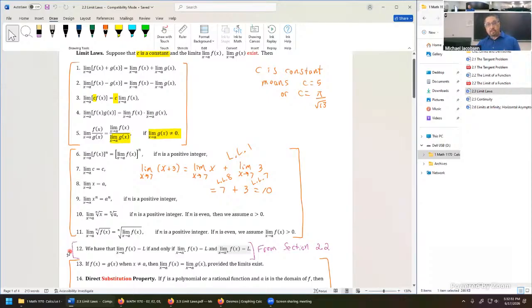We mentioned that part 12 is just inherited over from section 2.2. This gives us conditions on when a limit exists. A limit exists if and only if the left-hand limit and the right-hand limit both exist. And finally, we have a couple more rules, 13 and 14, that we're going to investigate a little bit further as we get deeper into the notes. So we'll come back to those limits.